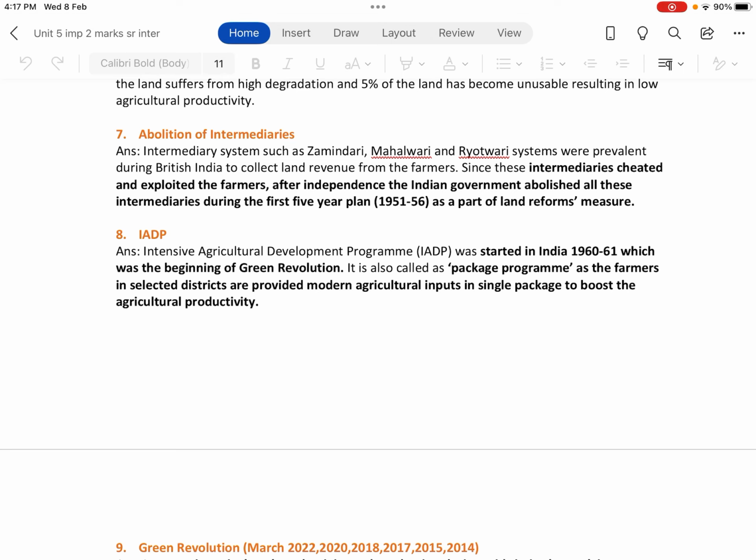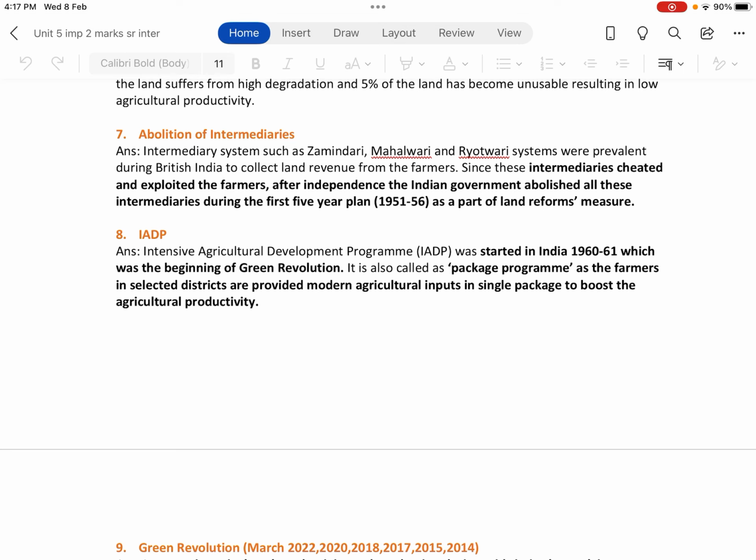Those kinds of districts were selected by the government, and then in those districts the farmers were given, in a single package, all the requirements for modern agricultural cultivation. That is all the hybrid varieties of seeds, fertilizers, pesticides, etc. Whatever is required, apart from loan assistance to buy all these agricultural inputs. So whatever is required is given to the farmers in those 7 selected districts in a single package.